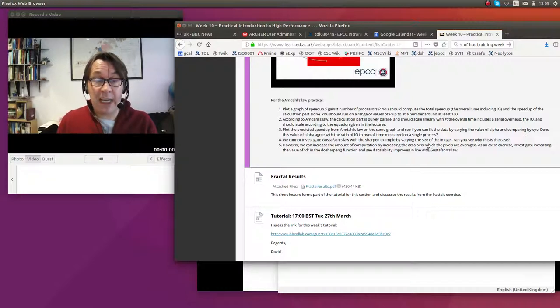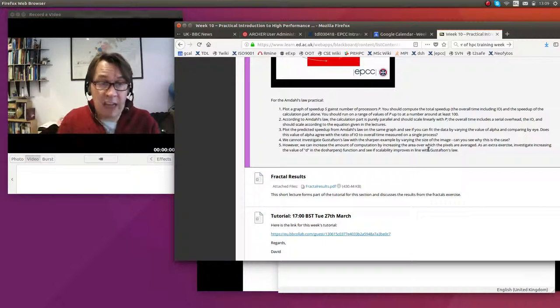You could investigate it by doing more calculation on the same image. You can increase the parallel part by actually increasing the amount of calculation you do, which here would involve increasing the value of D. That's the domain. So rather than doing a 17 by 17 square of pixels, you might do a 25 by 25 square of pixels if D was 13.